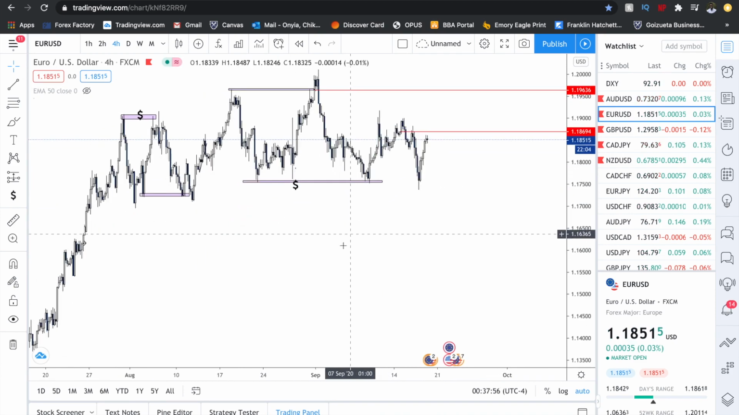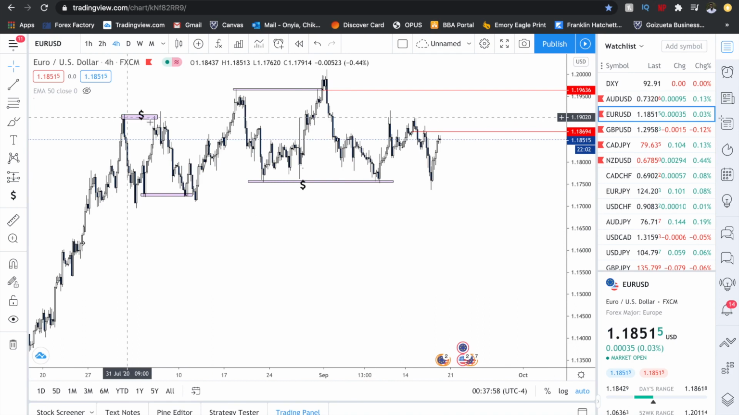A few pointers here. We had these equal highs right here, quickly got grabbed out by this one. Shoot, right? What happened here is that buy stops, right? Sorry, not buy stops.